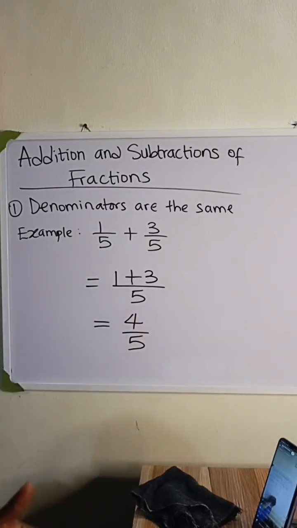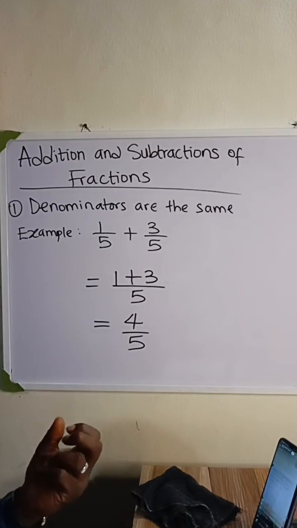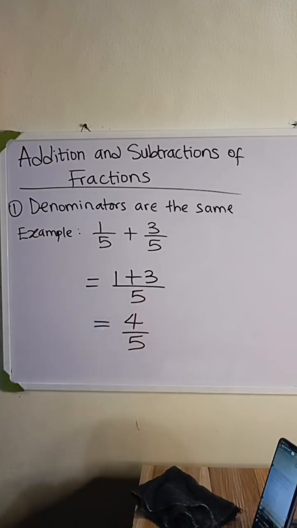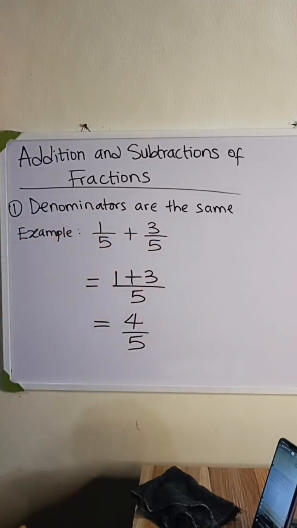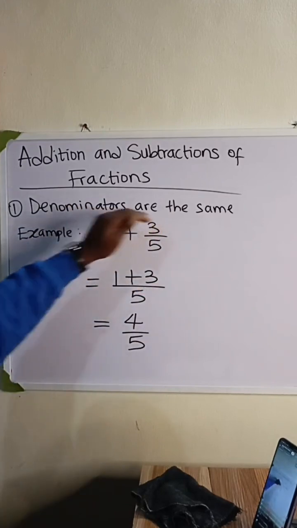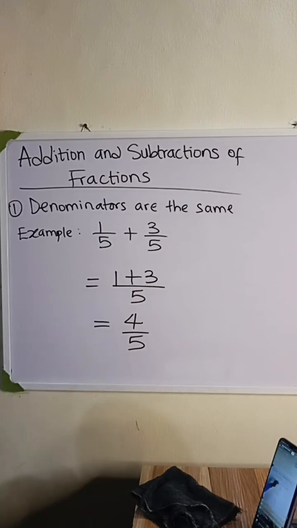So when the denominators are the same, it is easy to add fractions together, because you just pick out one of the two denominators and then add the two numerators. Even if you decide to just add the two numerators, the result will be the same here. So the answer is very easy to get when the two denominators are the same.